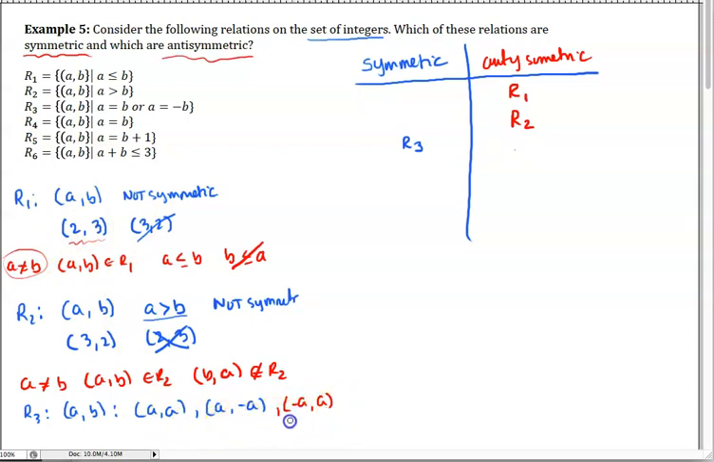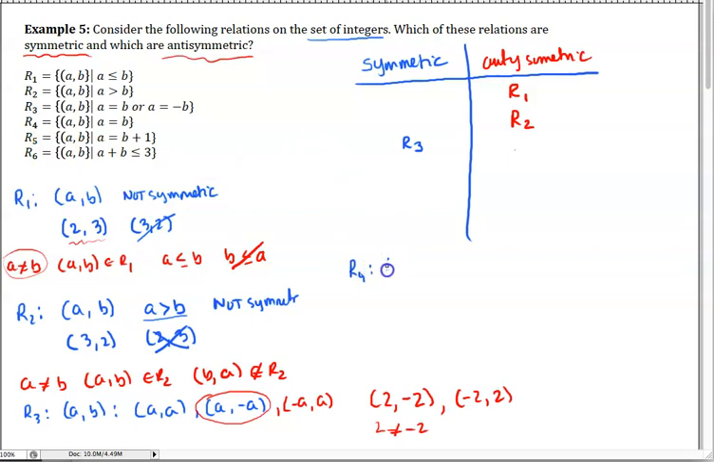These will break the anti-symmetry rule. Let's think about this. If 2, -2 is in there, -2, 2 is also going to be in there because you have all the points of this form, but this breaks the anti-symmetry rule because 2 is not the same as -2, and both points are in there. It's not going to be anti-symmetric. So this one is symmetric only.